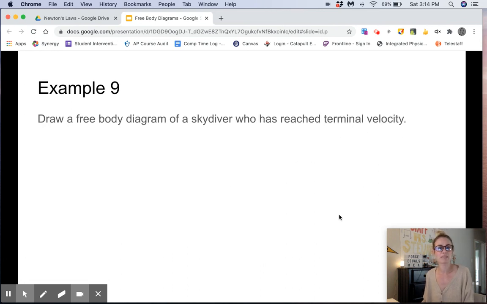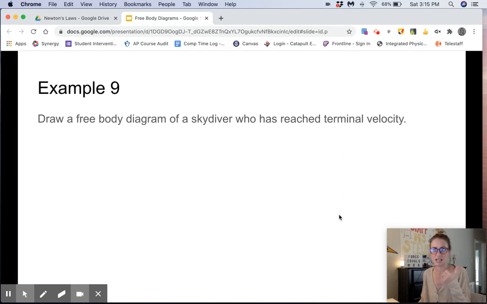And then finally, last but not least, example number 9, we want to draw a free body diagram of a skydiver who has reached terminal velocity. Now, like I said before, terminal velocity is when you reach a velocity that you can't go any faster. So meaning you have a constant velocity. You reach that velocity where it's constant now. There's no more acceleration. Now, terminal velocity has to do with the speed of the object.